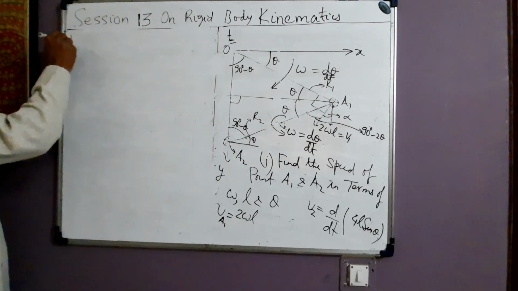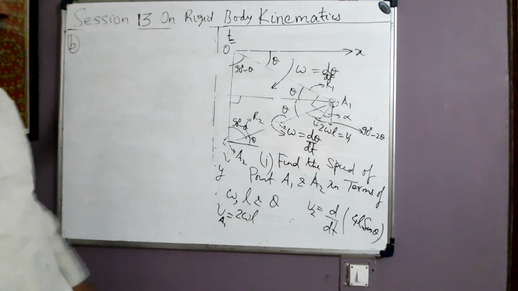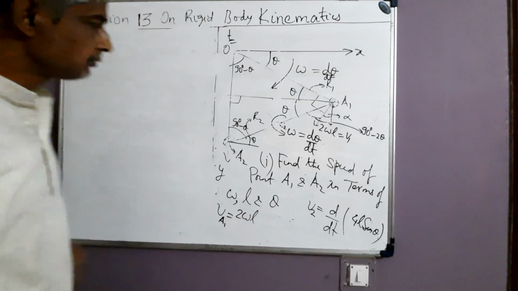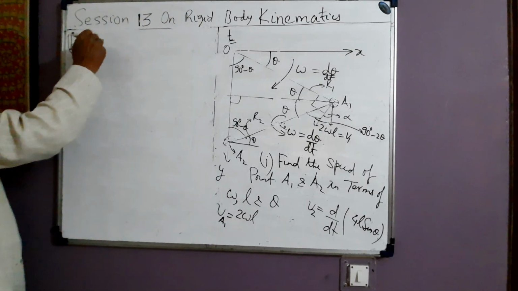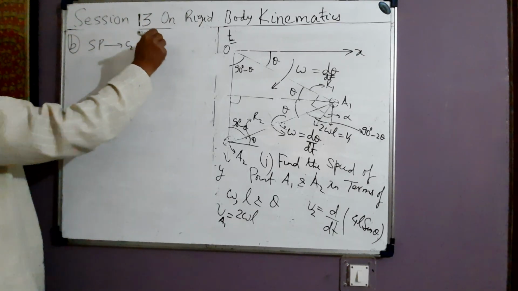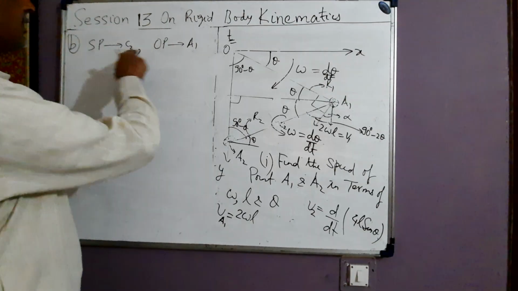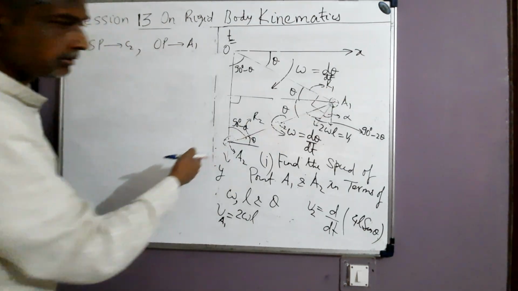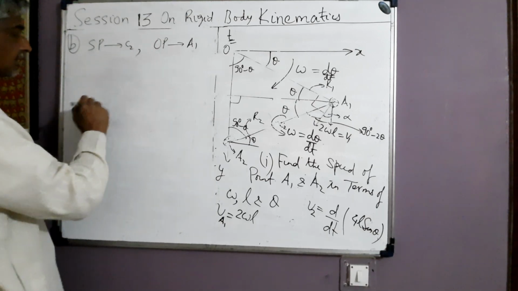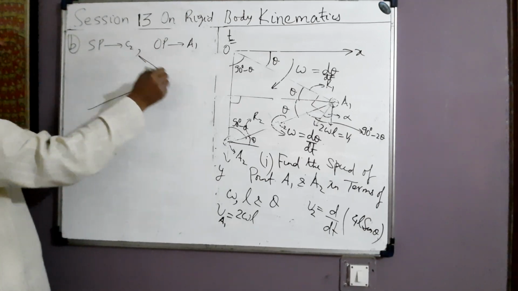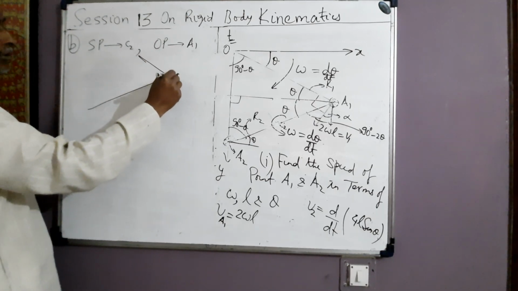Now subcase B. In subcase B, we apply SRC between C2 and A1 and we select C2. SP arrow C2 and OP arrow A1. Okay. Then you draw the line joining C2 and A1. That is rod R2 itself. So this is the line. Okay. This is the joint. This is the point A1.